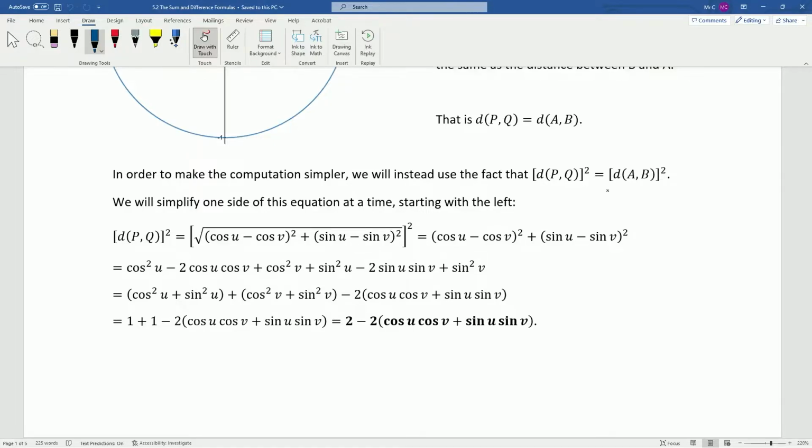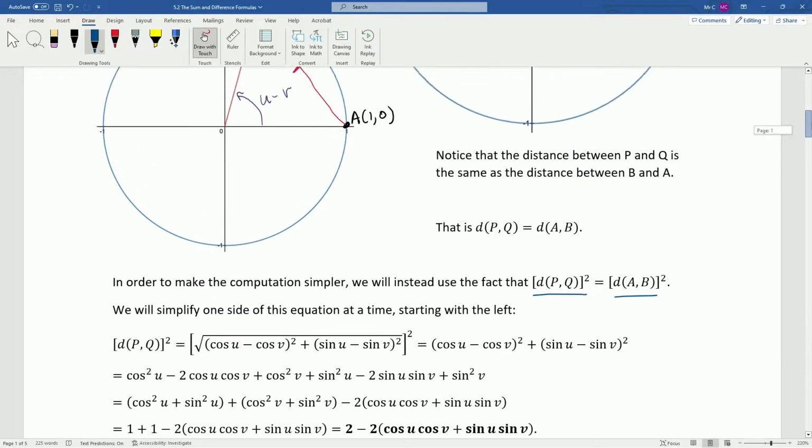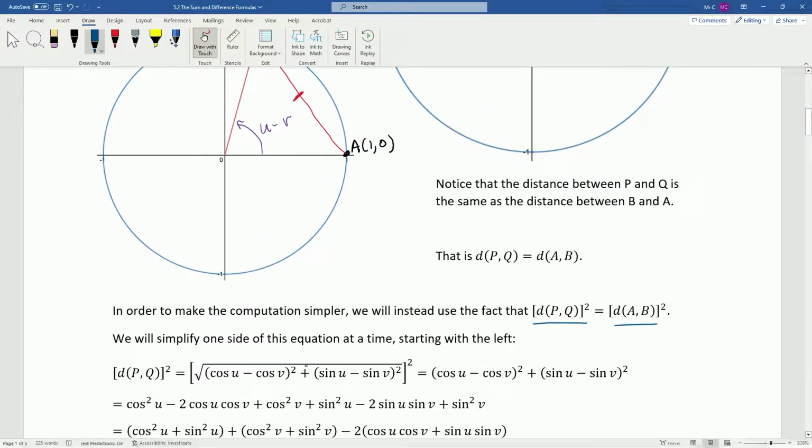And so again, we have a lot of algebra to do here, so we're going to take this equation and we're going to simplify one side at a time, and then we'll set the two sides equal. So we're going to start with the distance between P and Q squared. So that's the square of the square root of cosine of u minus cosine of v squared plus sine of u minus sine of v squared, right? That's just our standard distance formula.